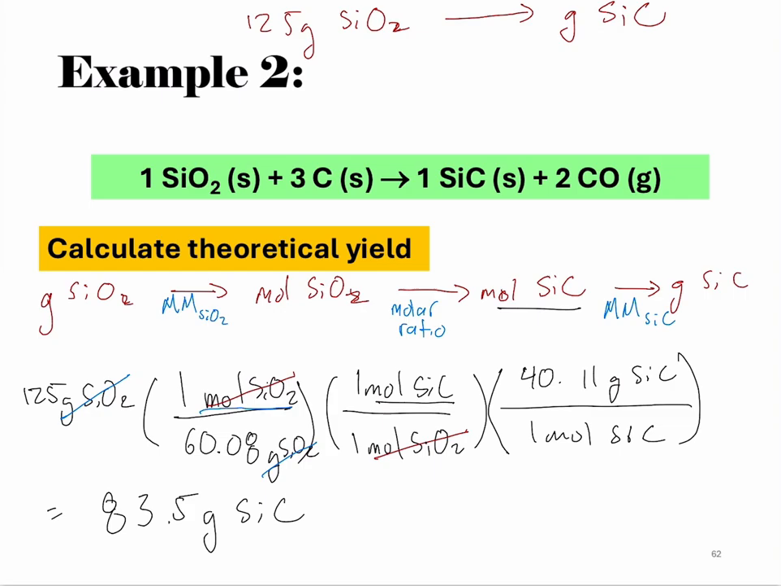Probably when we're heating up the reaction, we're losing some carbon and everything, which is why we don't get exactly 83.5 grams of silicon carbide, right? This was equal to our theoretical yield.